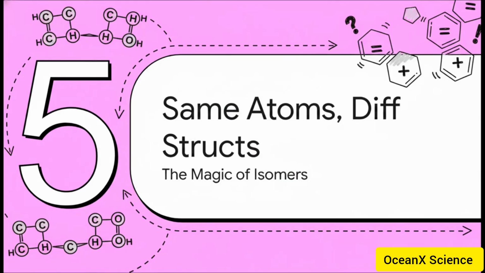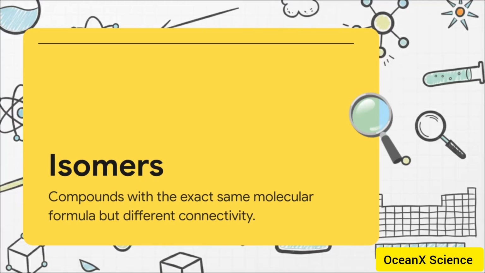Finally, let's bring it all home with Section 5, same atoms, different structures. We understand the rules and grammar, so let's look at the beautiful nuances. What happens when molecules share the exact same formula but have different layouts? We call these isomers. Imagine taking a box of Lego bricks. You can build a house, or you can take those exact same bricks and build a car. It's the exact same amount of plastic, but fundamentally different structures.